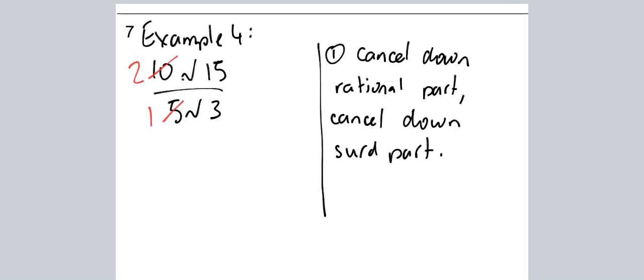And then I've also said cancel down the third part. So again, just comparing the square roots there, I've got 15 on top and 3 on the bottom. What is the common factor for 15 and 3? Starts with T, rhymes with me. 3. Great.